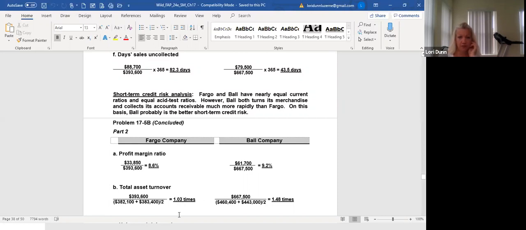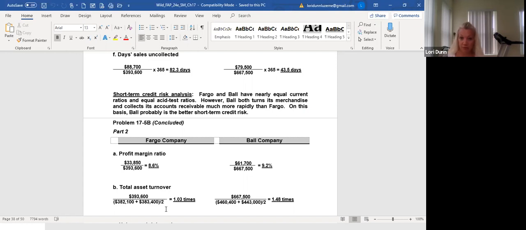1.03 times. So what this means is for every dollar of average assets, the company is able to generate $1.03 in sales. Or they say times here. So just like inventory turnover is how many times we replace inventory, it's how many times we earn sales on our assets, 1.03 times. So that's another perspective. Or you can say for every dollar in total assets, the company makes $1.03 in sales.